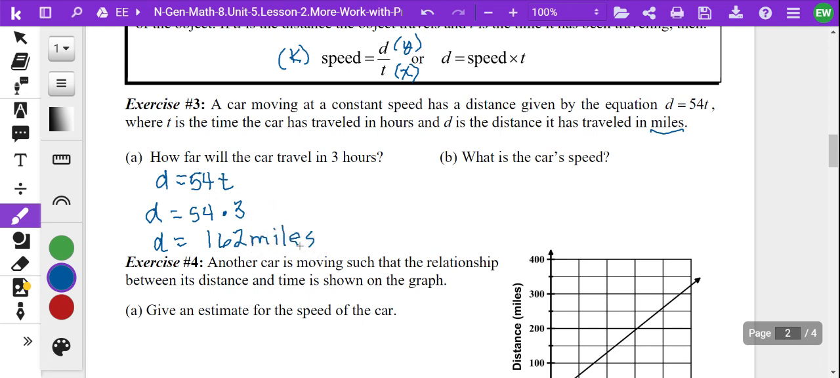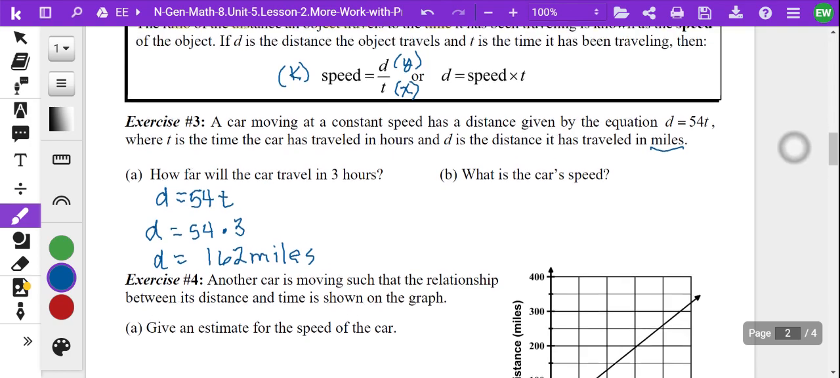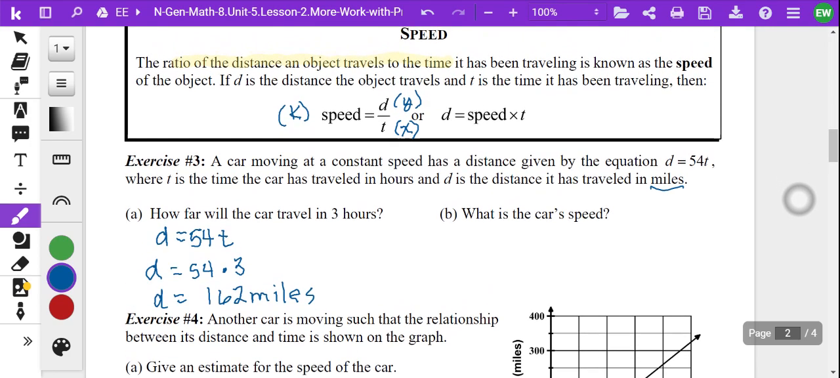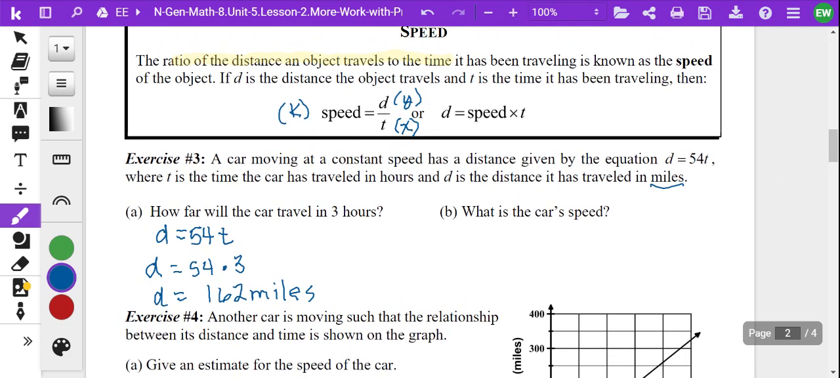What is the car's speed? Okay, so we're given a formula, d equals 54t. If we look at our formula, the second one right here, it says d equals speed times time. So we don't really have to do anything but look at our formula here. Where is speed in that formula? I have d, I have t, the speed is 54.